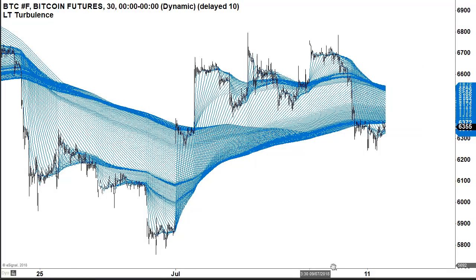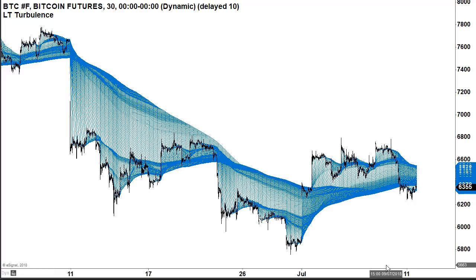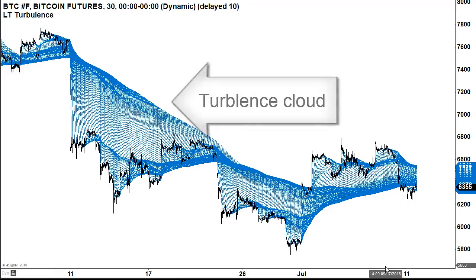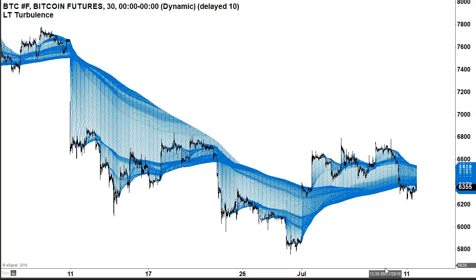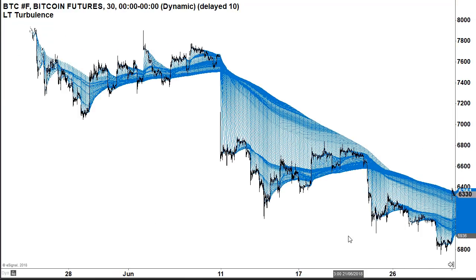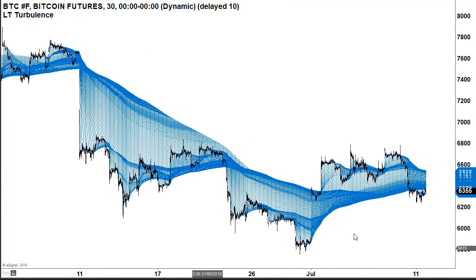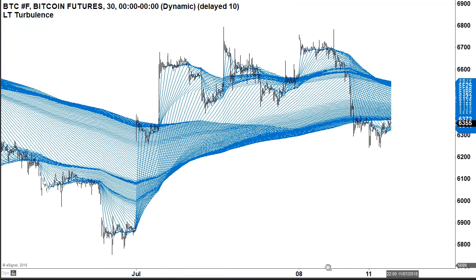And of course, I want to know, is the price above the cloud? So again, the blue area I'm showing you here is what's called the turbulence cloud, not to be confused with the Ichimoku cloud, something completely different. But I want to know, is the price below or above the turbulence cloud? If it's below the cloud, price has a higher tendency to move lower. And if price is above the cloud, price has a higher tendency to go higher.